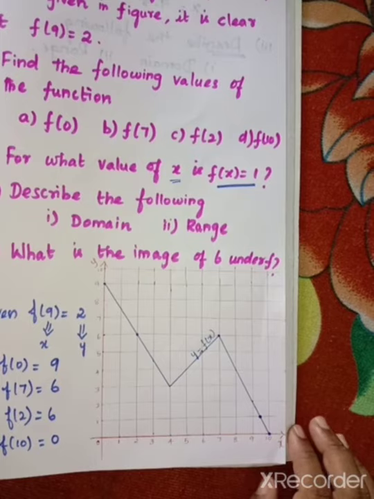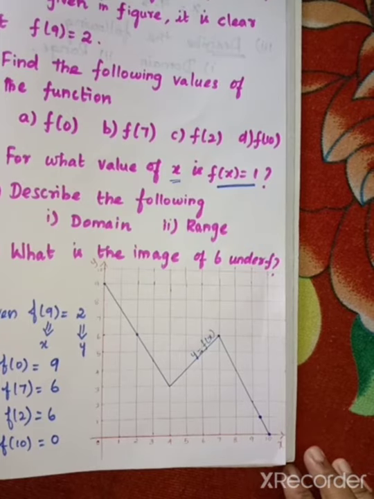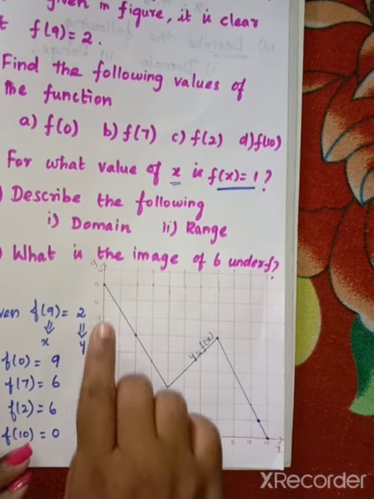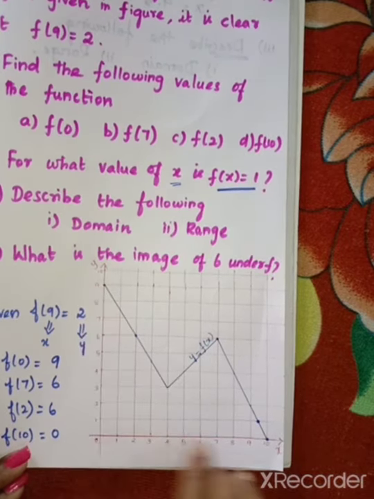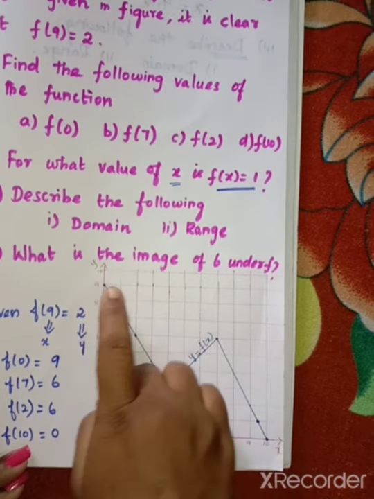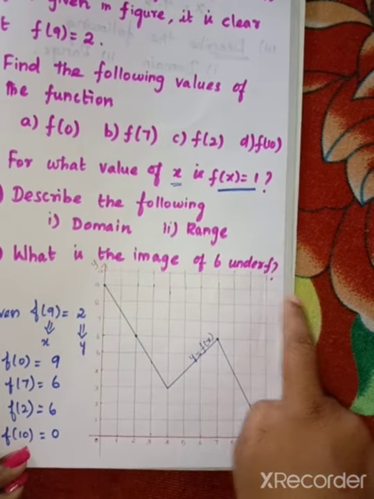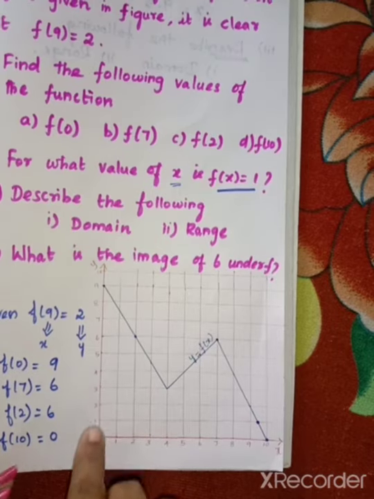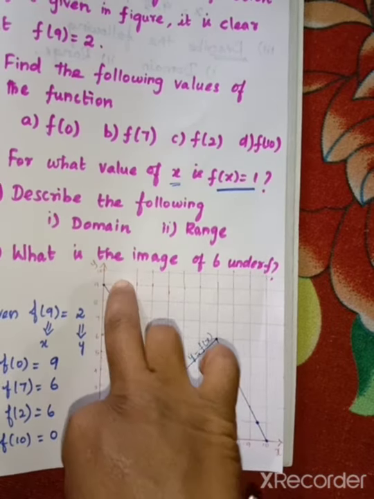Range means we have to look at the arrows under f, where they are going. That is the range. Here the pointed values start from 0 to 9, because at 10 there is no pointed value. So the range is 0 to 9.